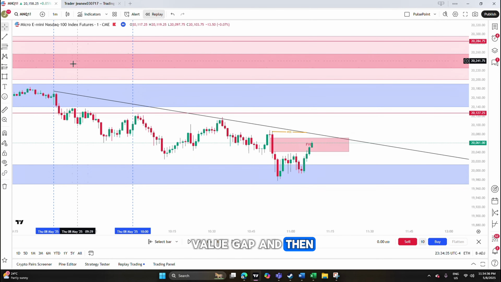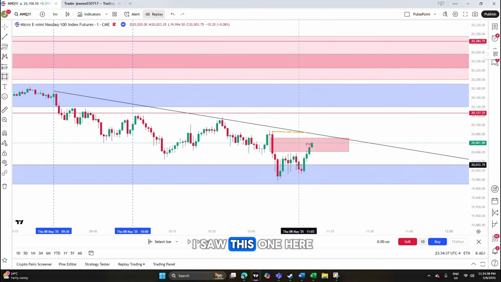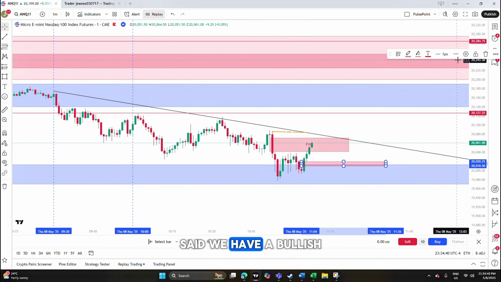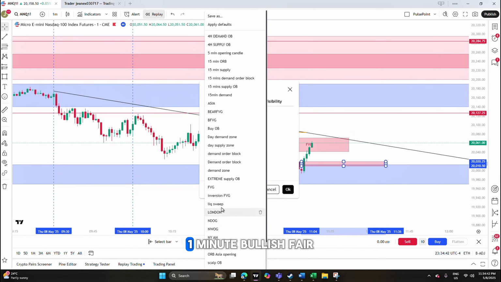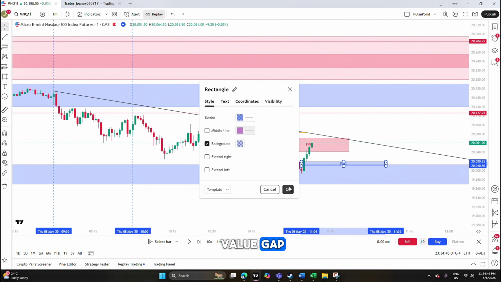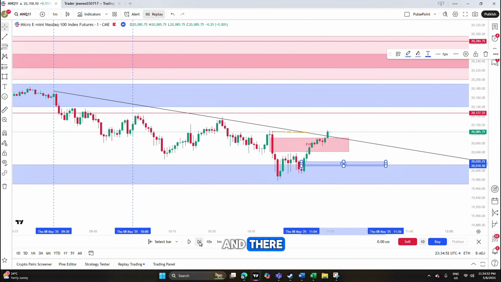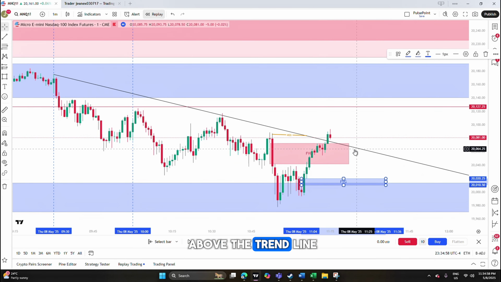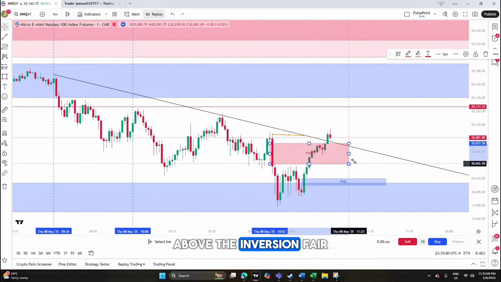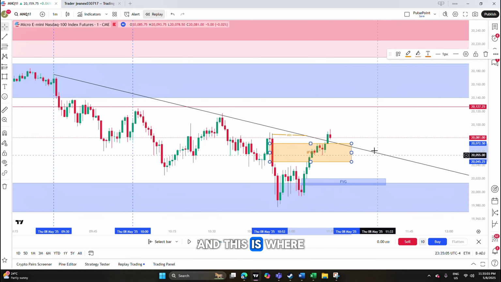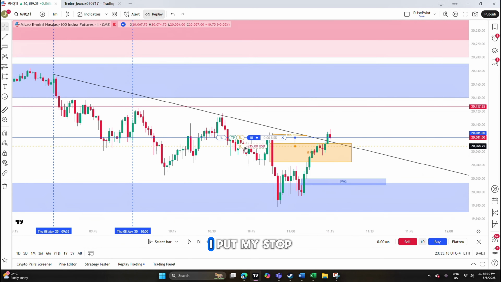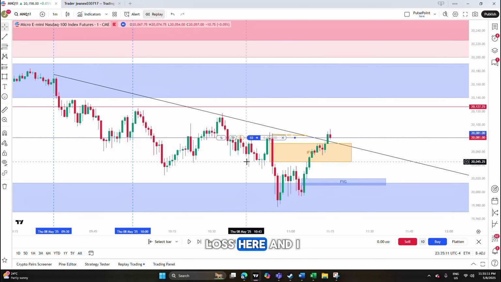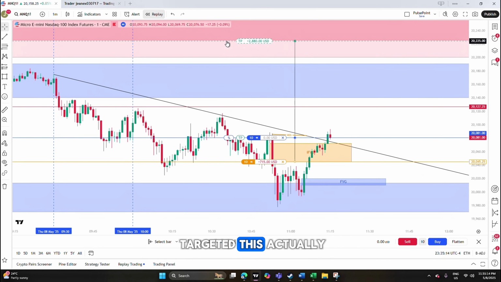And then I saw this one here. I said, oh, we have a 1 minute bullish fair value gap. And there, the candle closed above the trend line, above the inversion fair value gap, and this is where I entered the market. I bought the market and put my stop loss here.